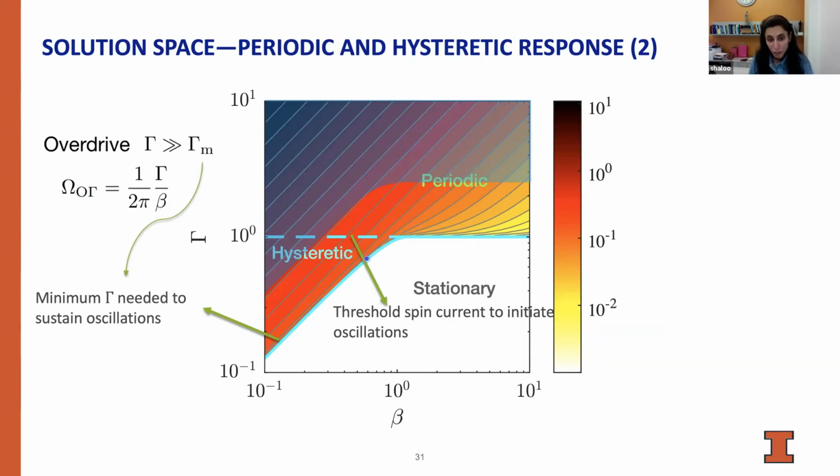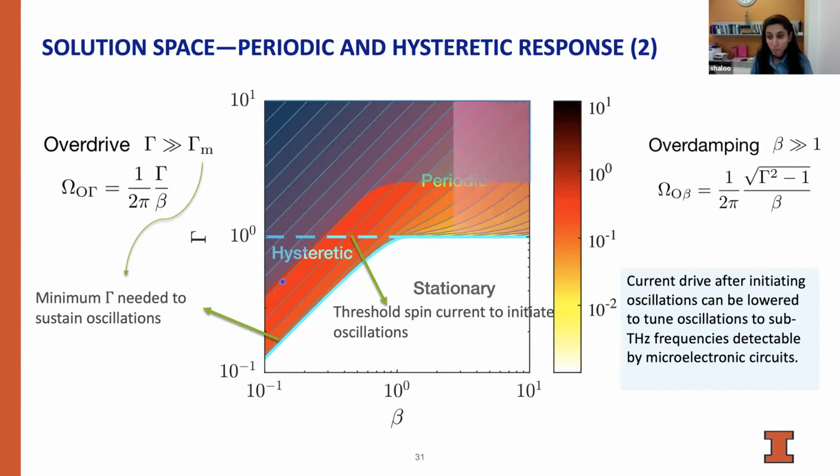What we find from our modeling is that this is a cubic function of beta. And so one can actually reduce the current by 1 by beta and sustain these oscillations in the hysteretic region. And in the overdamping region, we also have an equation for the frequency. And these actually merge with each other if we have gamma significantly greater than 1. But let's not get into that.